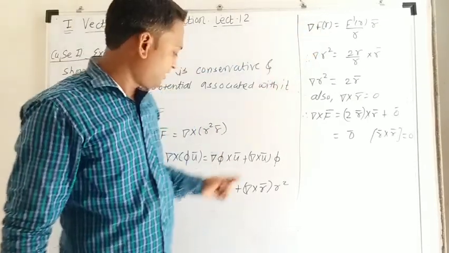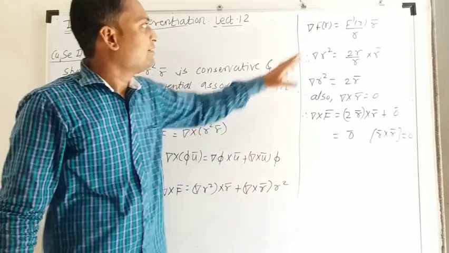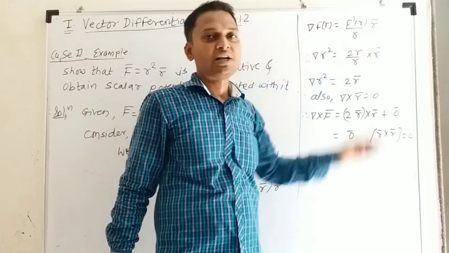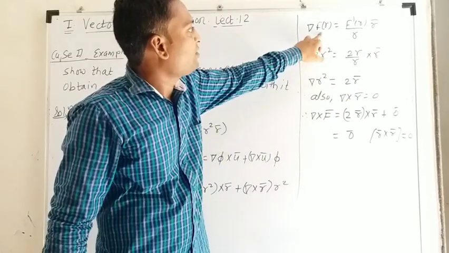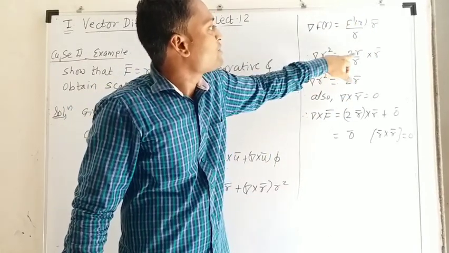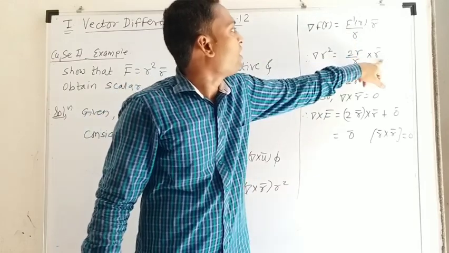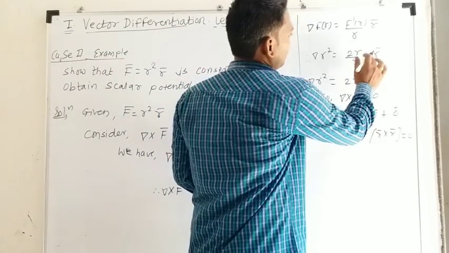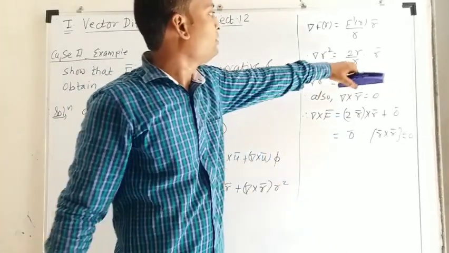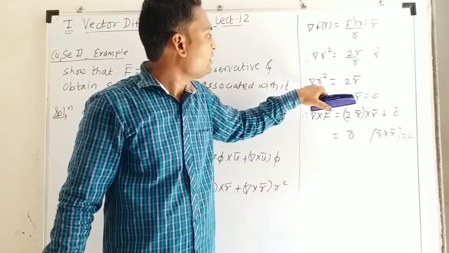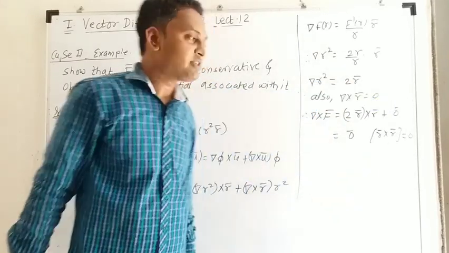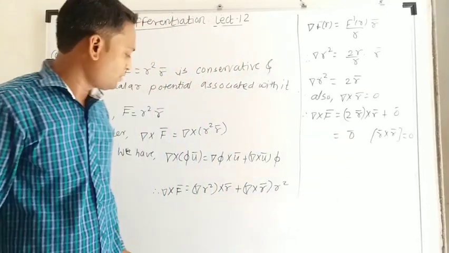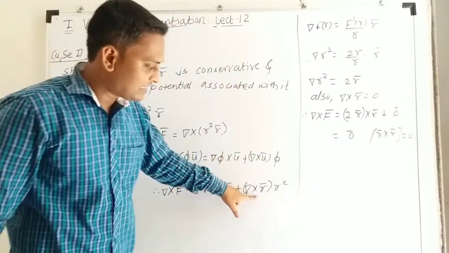Del of f of r: when we have del of some function of r, this example we also solved in the beginning. It is equal to f dash of r upon r into r bar. So del of r square will be f dash of r, its derivative 2r, divided by r into r bar. This is normal multiplication, don't use any cross sign, as the cross may create confusion. So del of r square finally you will get equal to 2 times r bar. Also one result we know: del cross r bar equal to 0. So the curl of r bar is 0, and that can be used here.